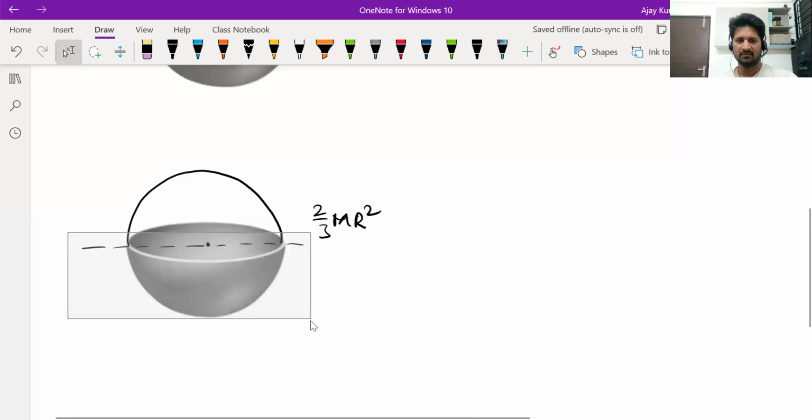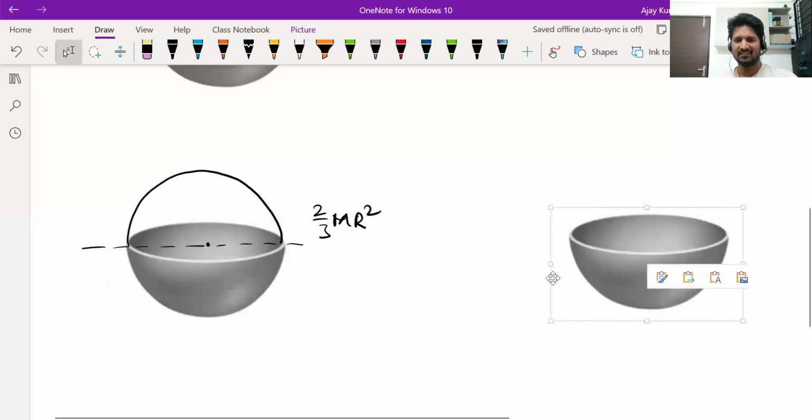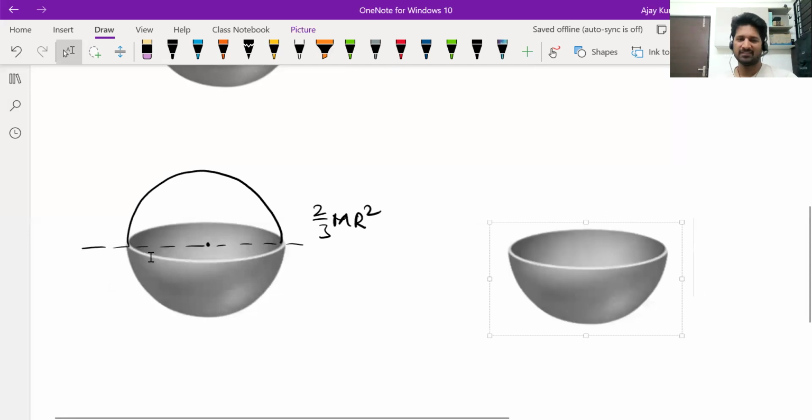Mr square by 3. What did you say? Mr square by 3. Okay, 1 by 3 mr square. Do you all agree with this or not? Full sphere and half sphere.